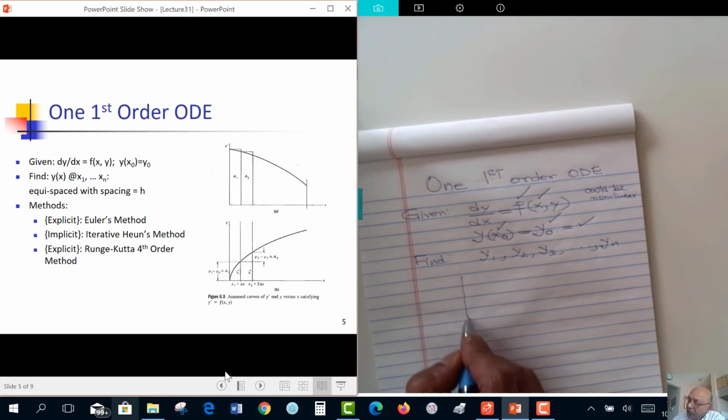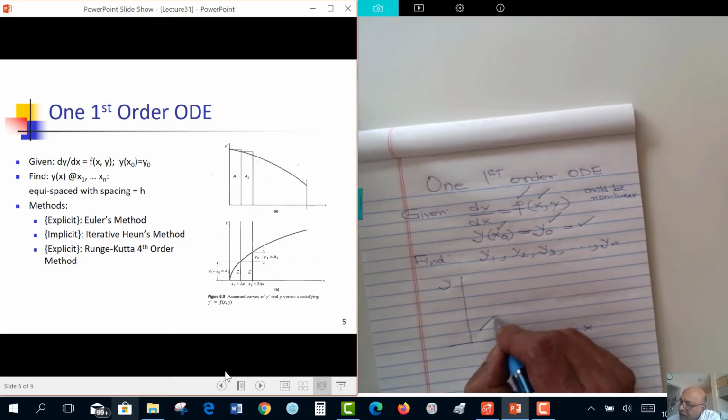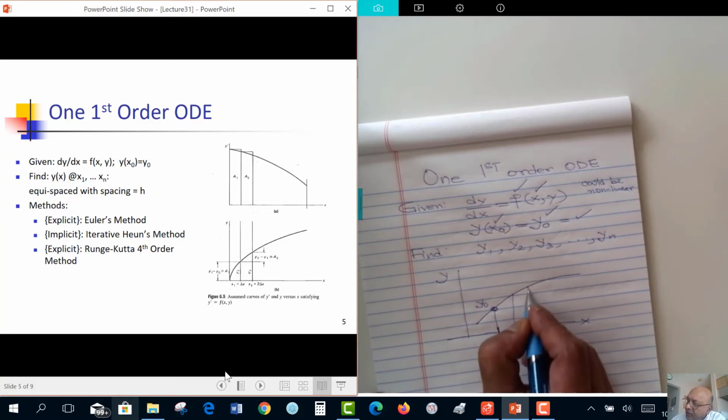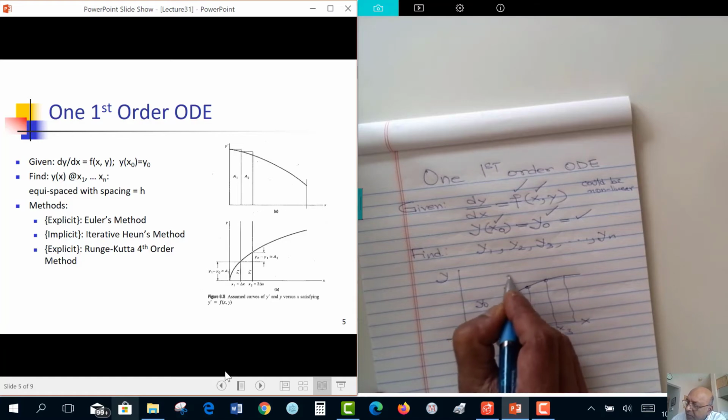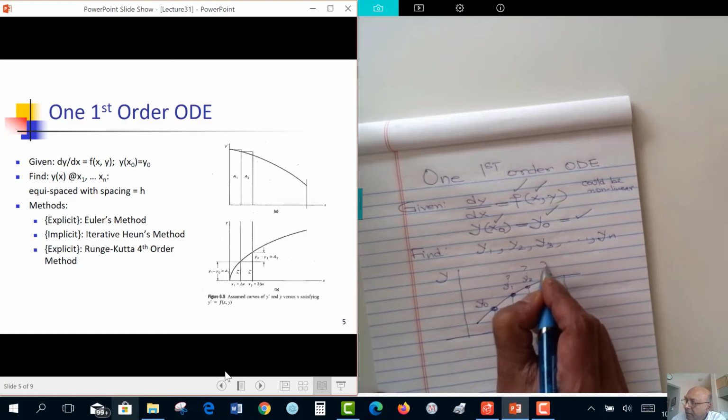So let's look at it graphically. Here is x, here is y, and let's say the x versus y curve looks something like this. At some x0, we know this y0. Then we have equi-spaced x's, x1, x2, x3, and we want to find these values, y1, y2, y3, and so on.